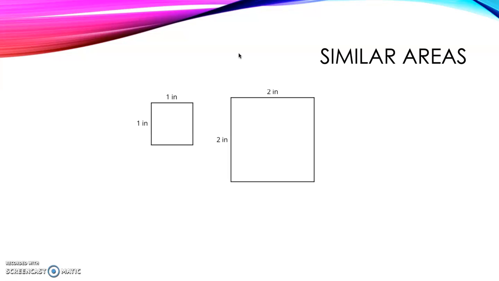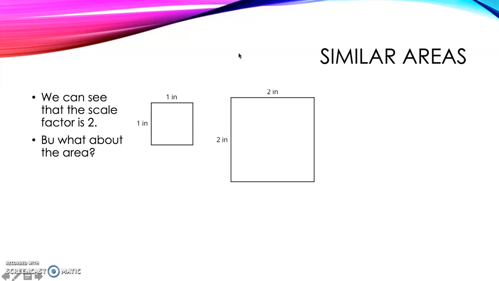Similar areas. Let's explore what happens when we find the area of similar shapes. We can see that the scale factor is 2. But what about the area? Well, the area of the smaller square is 1 times 1, so the area is 1 inch squared. The area of the second square, the larger one, is 2 times 2, which is 4 inches squared. So we see that when we find the area, we actually are multiplying it by 4. It is 4 times as large, and it is in square units.